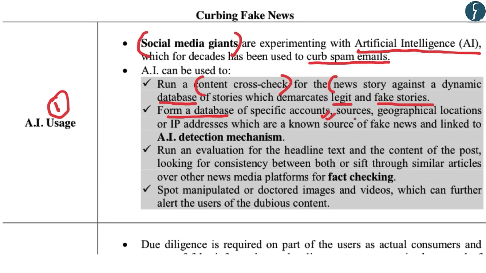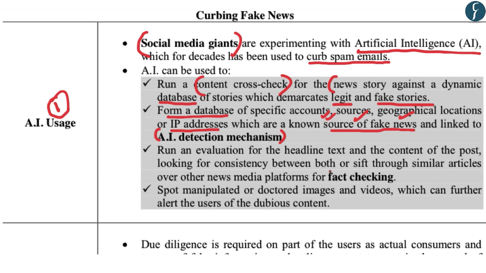The second aspect is that artificial intelligence can be used to form a database which would have the specific accounts, the sources, the geographical location, and the IP addresses, which are known sources of fake news. Wherein an artificial intelligence detection mechanism can be formed that can highlight that a news or a particular comment has been shared by the specific source.